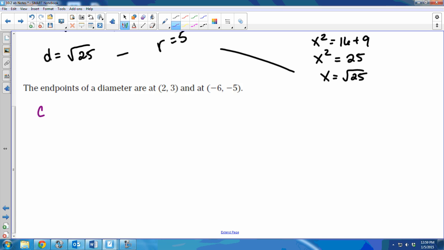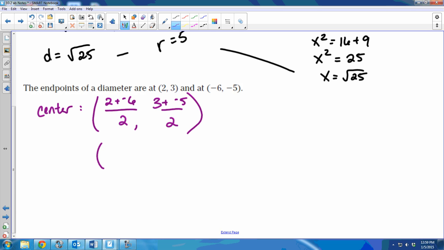Right, so to find the center, I'm going to take an average, which is technically the midpoint formula, but it's just an average. So the center is going to be at 2 plus negative 6 over 2, and 3 plus negative 5 over 2. Just taking the average. So 2 plus negative 6 is negative 4, and negative 4 divided by 2 is negative 2. 3 plus negative 5 is negative 2, divided by 2 is negative 1. So that's the middle of those two endpoints, so that's the center of your circle.